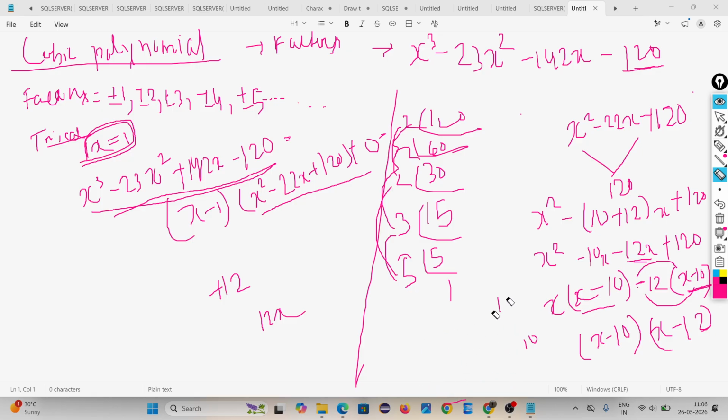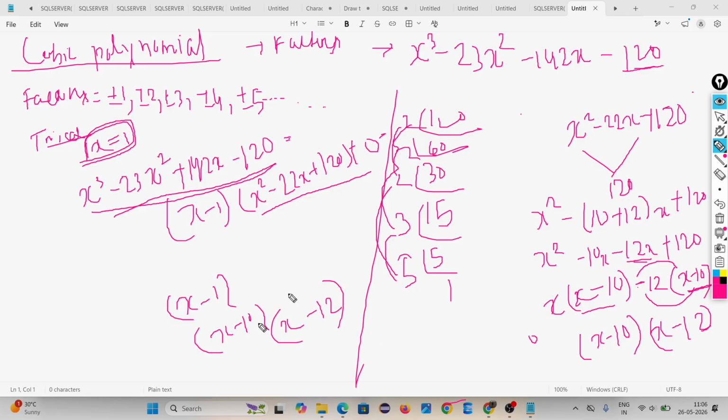You got the three factors. From the hit and trial method, you get x minus 1. From these two, you got x minus 10 and x minus 12. Okay. Now do you understand or have any doubt? No, sir.